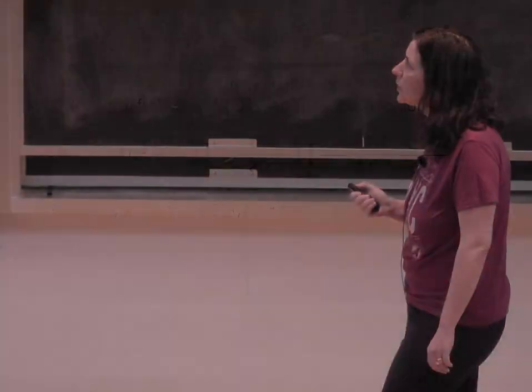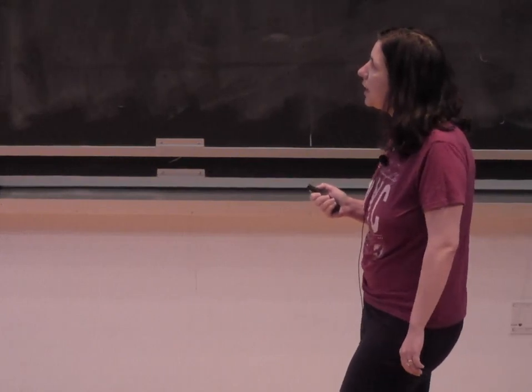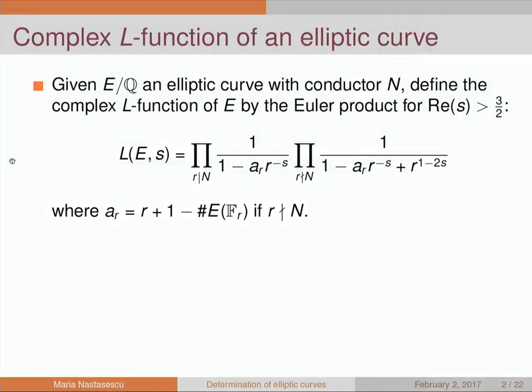So given an elliptic curve with conductor N, we can associate an L function given by an Euler product that converges absolutely in the right half plane given by real part of s strictly greater than 3/2. So it's defined like this. At primes r not dividing the conductor, the local L factors are 1 over 1 minus a_r r^(-s) plus r^(1-2s), where a_r is r plus 1 minus the number of points of E over the finite field of r elements.